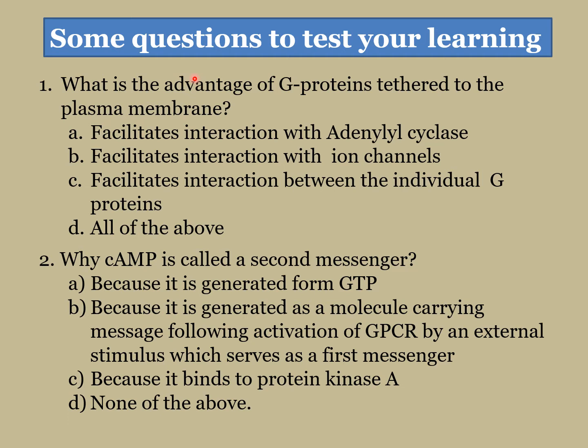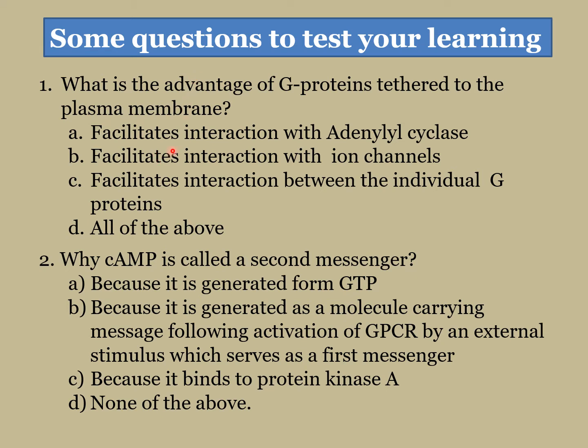Now, during G protein coupled receptor signaling, when the ligand binds to the GPCR, there is a conformational change and the trimeric G proteins are then recruited to the receptor. The association of the G proteins with the membrane facilitates its binding to the activated receptor.